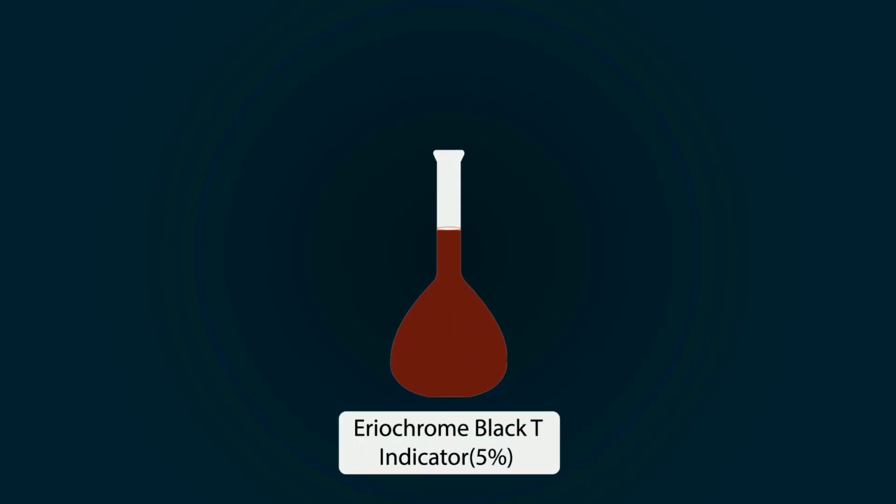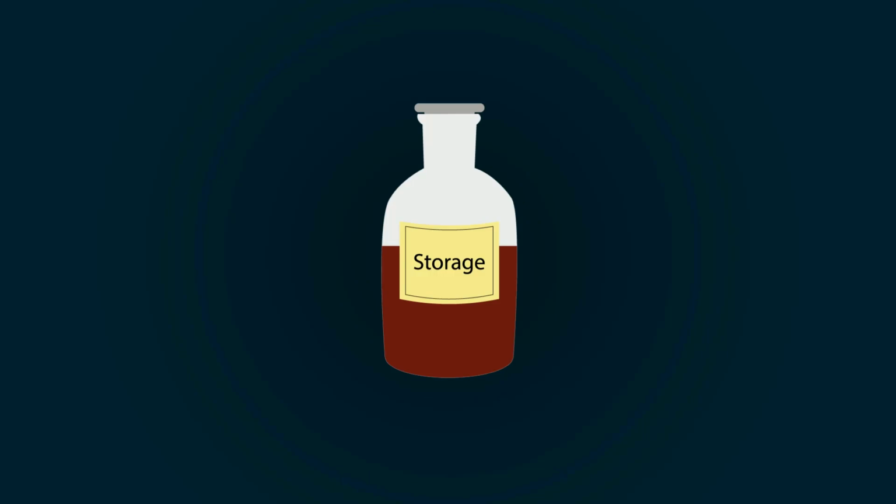You have successfully prepared 5% weight by volume Eriochrome Black T indicator. You can store it in any bottle you want and use it according to your requirement.